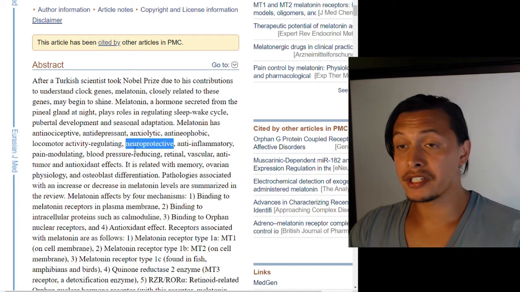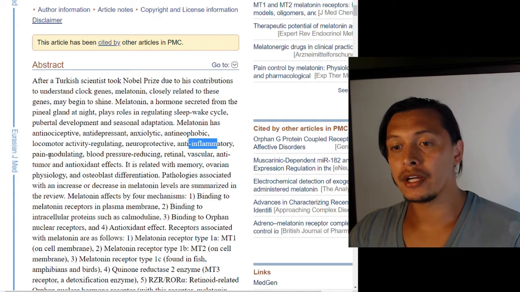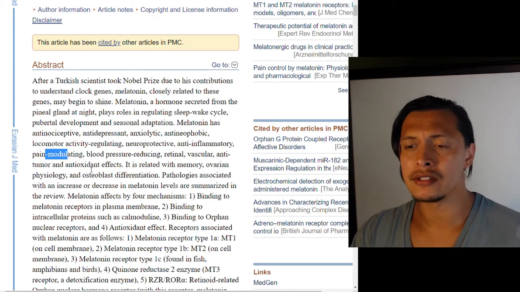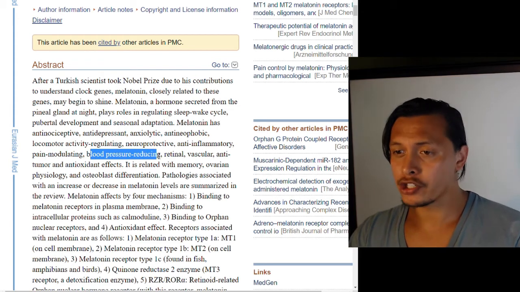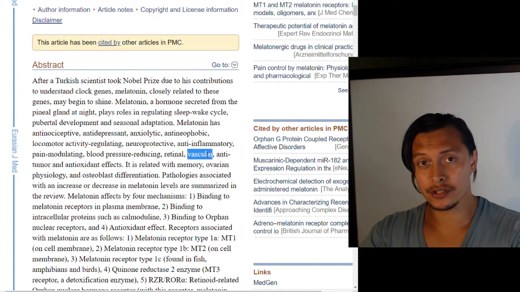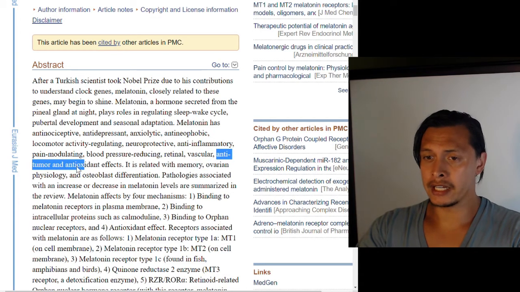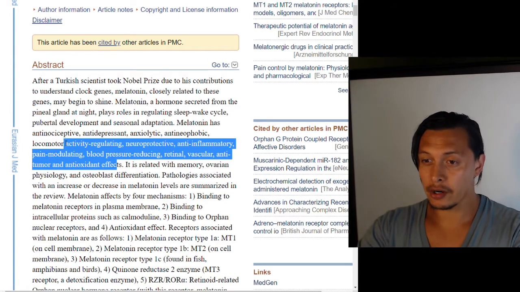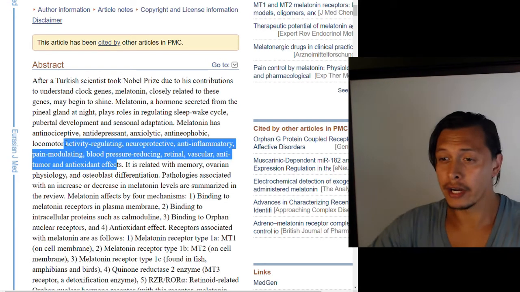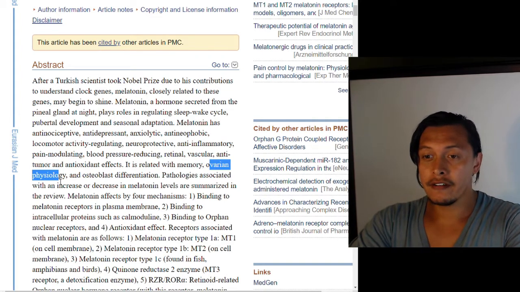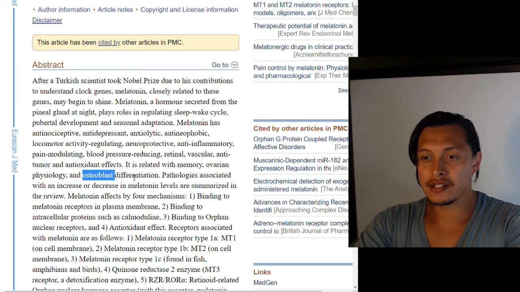It is neuroprotective. It is anti-inflammatory. It is pain modulating, which is what anti-nociceptive also means. It can reduce blood pressure. It can help with the retina. It can help with the vascular system. There are some anti-tumor effects, and there are antioxidant effects. So, laying it on thick right here, right? It is related with memory, the ovarian physiology, and osteoblast differentiation.